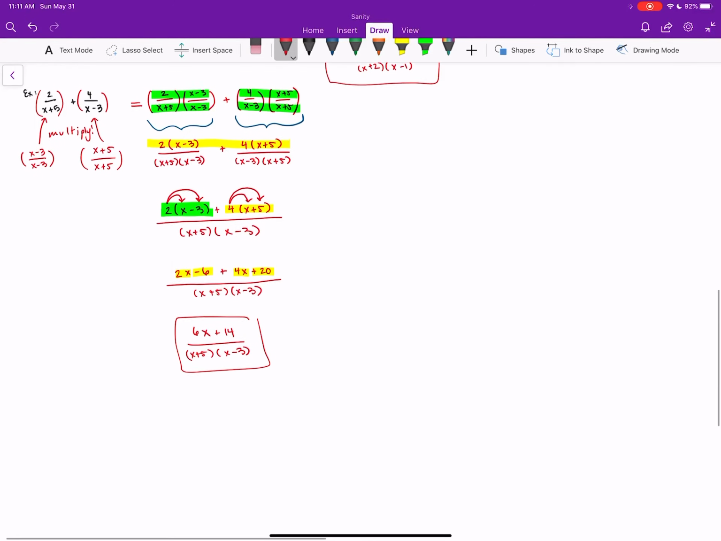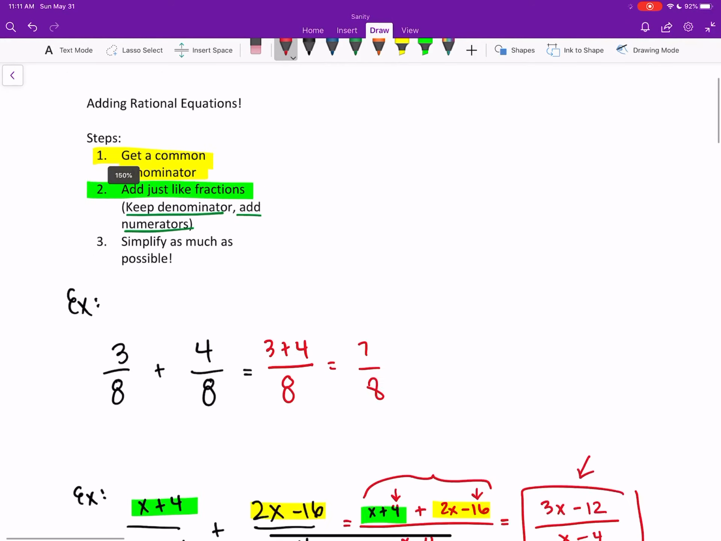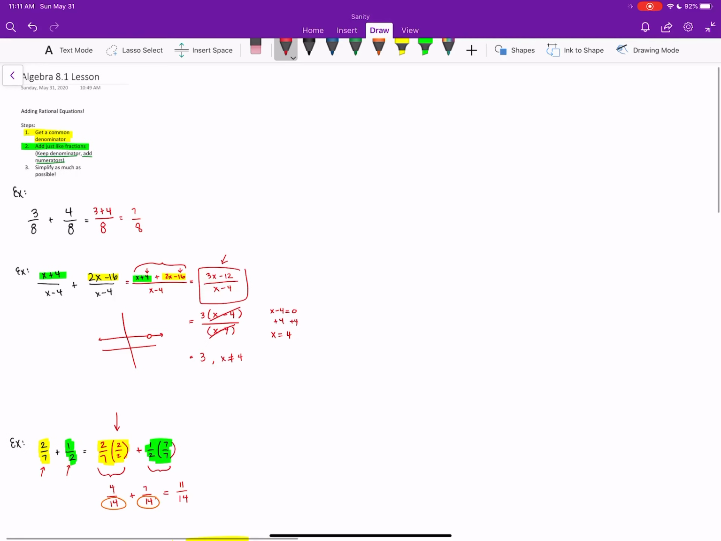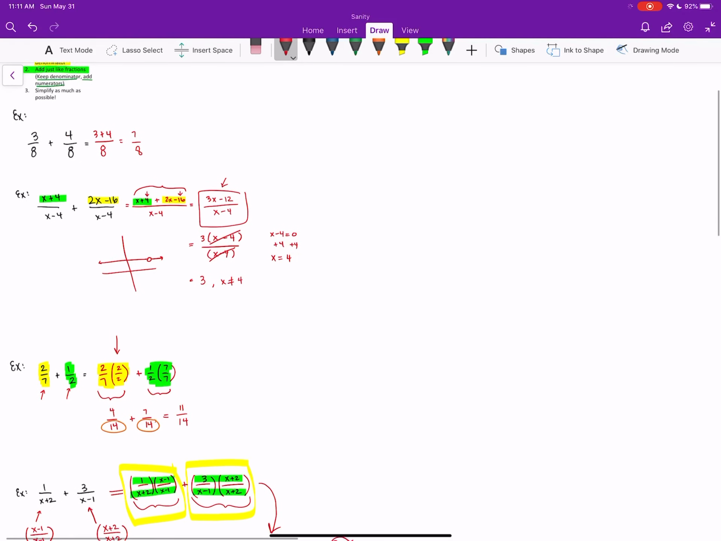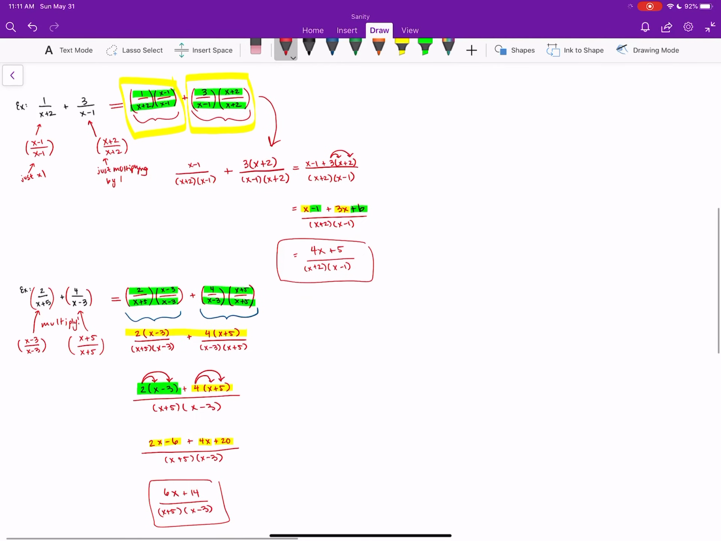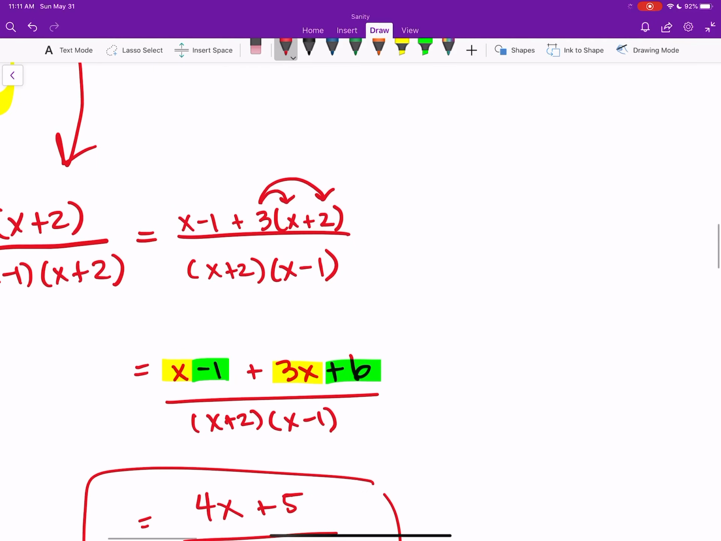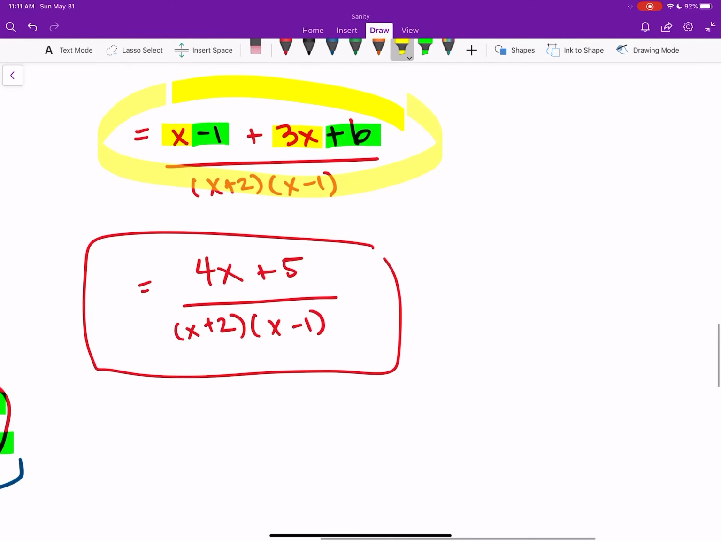Okay, not too bad. Get a common denominator, add just like fractions, keep the denominator the same, add your numerators, and then simplify as much as you can. Maybe simplifying is distributing a number in the numerator, or maybe it is combining the like terms like what we did here. Simplify as much as you can.